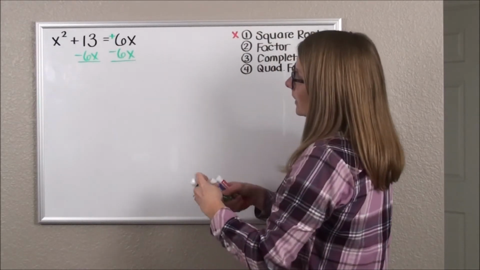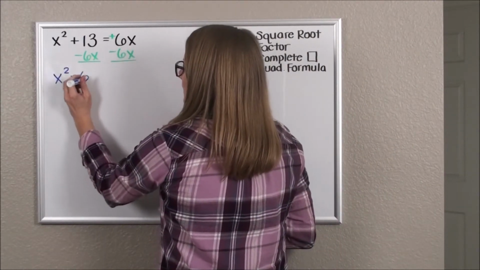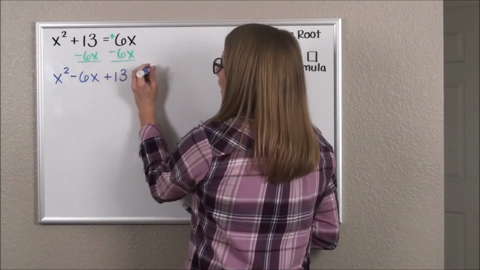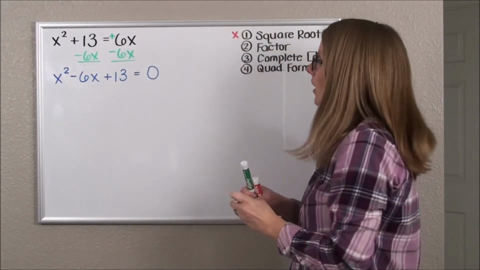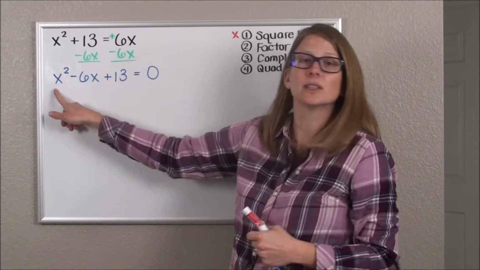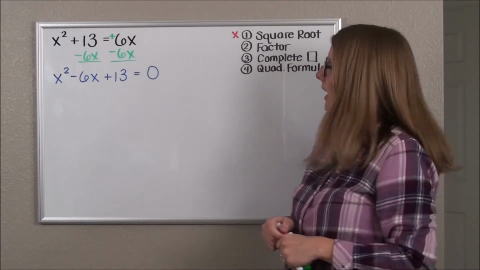When we relocate it, we wind up with an x squared minus 6x plus 13 on the left side. On the right, we now have 0. Notice that when I relocated that 6x, I went ahead and put this trinomial in descending order because when I factor, I need to see that descending order anyway.